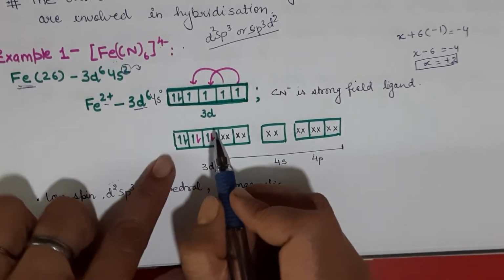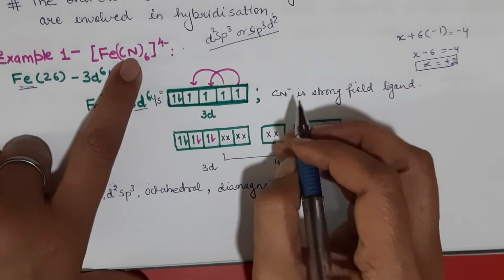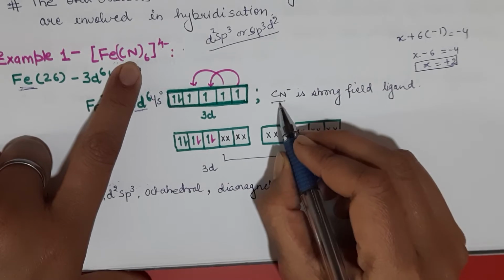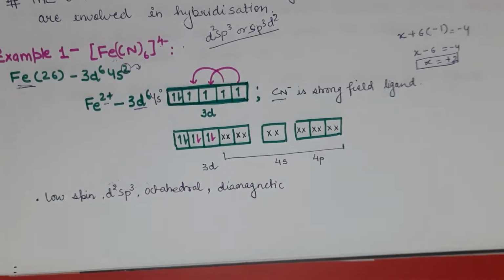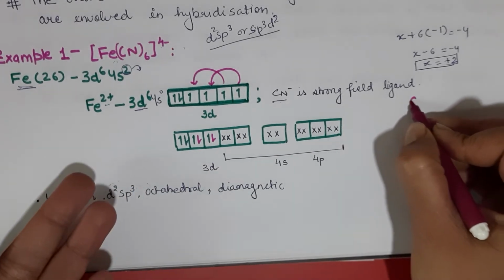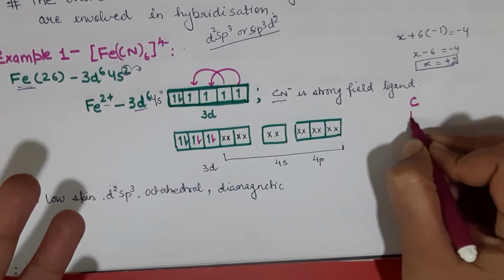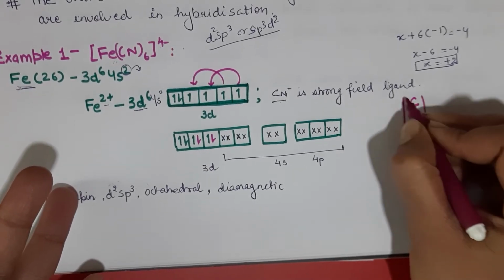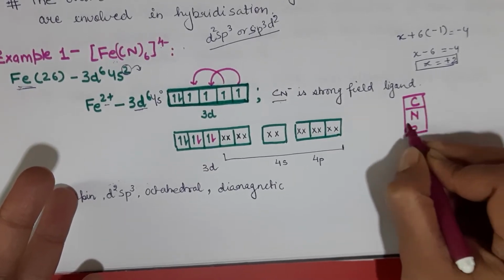Now, as we know, CN is a strong field ligand. You can learn a small trick: if the ligand starts from C, N or P, it forms a strong field ligand.